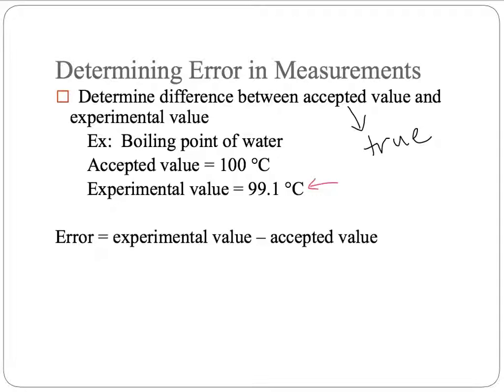Now to find that error, you would take your experimental value, which in your case would be 99.1, and subtract the accepted value. This would end up being a negative number, and that's fine, but you're just trying to find the difference. So it would be a 0.9 degrees Celsius difference. That would be my error. So that's a pretty good error in that case.